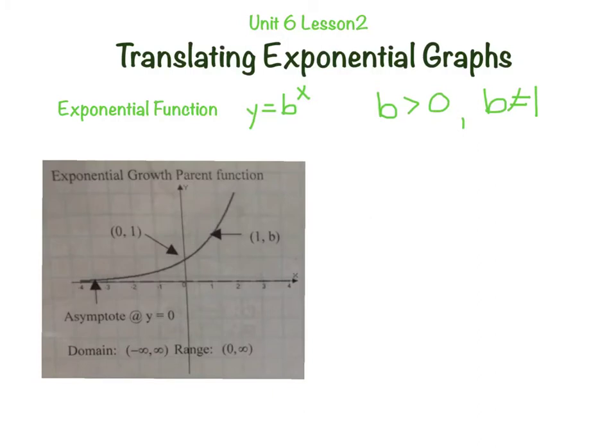We have our exponential growth parent function, that is any letter b raised to the x power. When we raise anything to the 0 power, we get 1. If we raise anything to the 1 power, we get whatever it is, so b. Then that curve grows and grows exponentially, but it's approaching a line that we call an asymptote at y equals 0. It never actually touches it. Our domain is all real numbers, but our range is from 0 to infinity, non-inclusive.